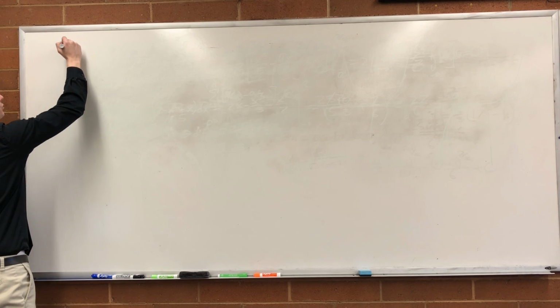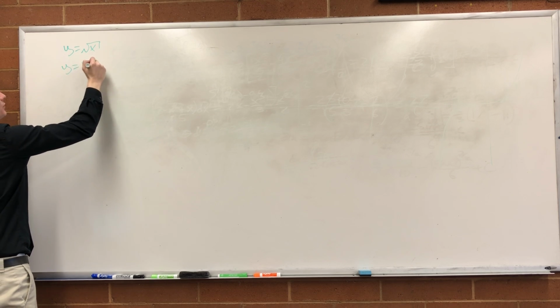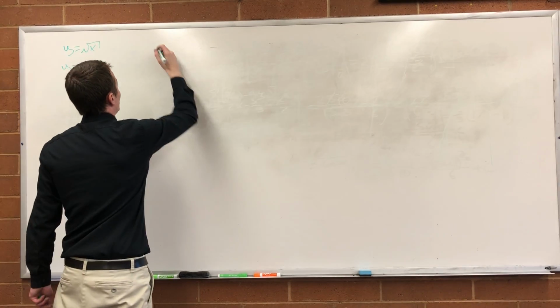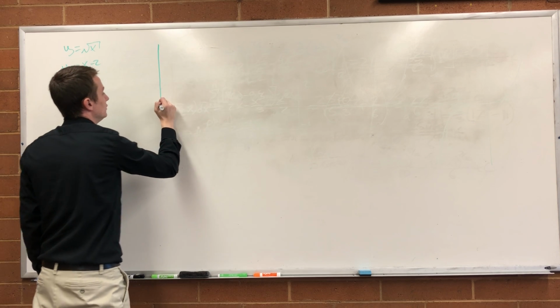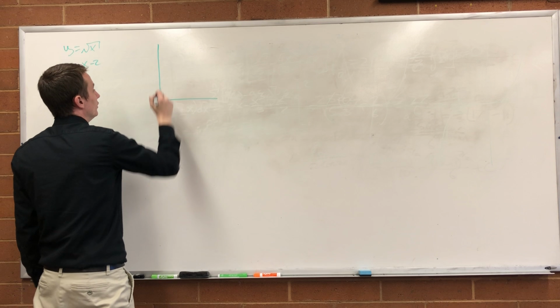So I have y equals square root of x. I have y equals x minus 2. Yeah, I said that right. And we're talking about the area between these curves in just the first quadrant. So we're only looking at the first quadrant. We don't care about anything else.